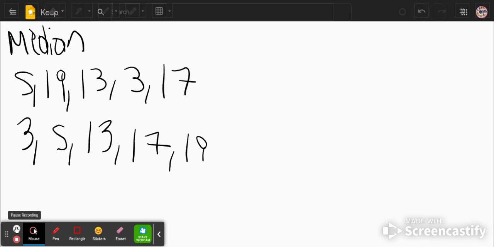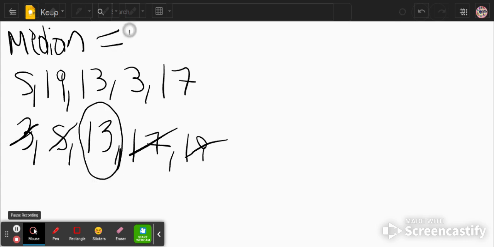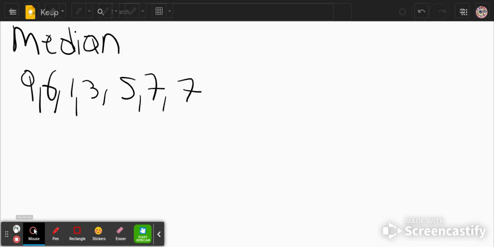So we return to our crossing out method. We cross out the first number along with the last number, the second number along with the second to last number. Now, if you realize, we reach our middle number, and that is 13. So here, therefore, our median is 13. Let's go to another example.